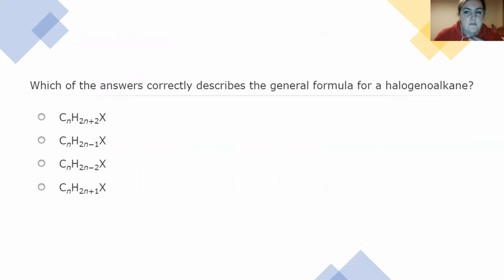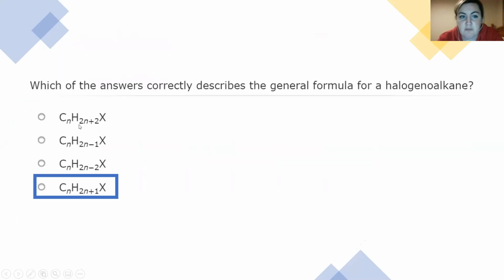Right, MCQs. Have a read, have a think, have a go. Which of the answers correctly describes the general formula for the halogenalkane? CnH2n plus 1, and the X to represent the halogenalkane.